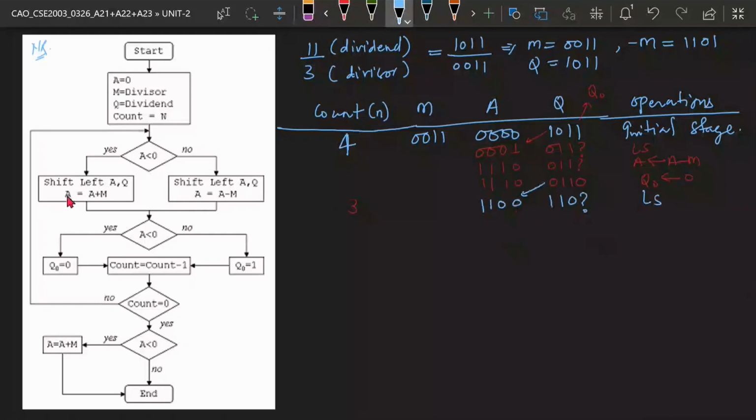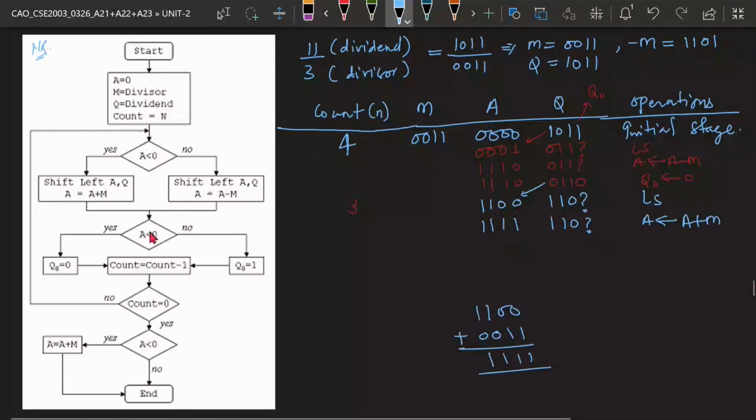And now we need to do A plus M. So the A value is now 1100, and the M value is 0011, and we should be doing the addition. So once we do the addition, this is 1111. So after addition, A value is 1111. This is done with A plus M. We have done the addition, and then the Q value will remain the same.